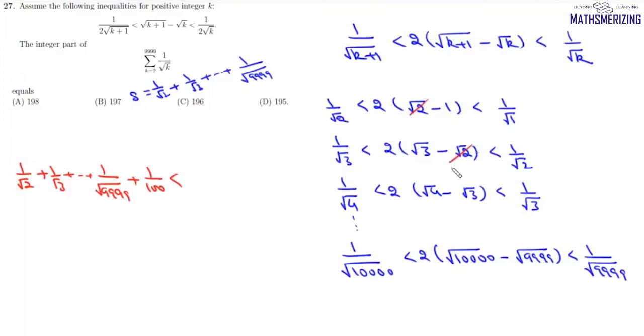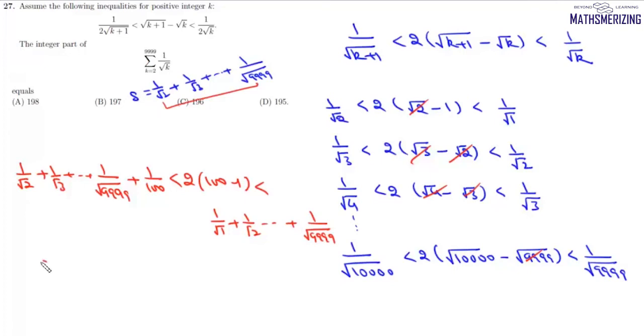Now here when we add them, all these terms will cancel. We'll get 2 into this value, which is 100 minus 1, and it'll be less than this sum, which is 1 upon root 1 plus 1 upon root 2 up to 1 upon root 9999.